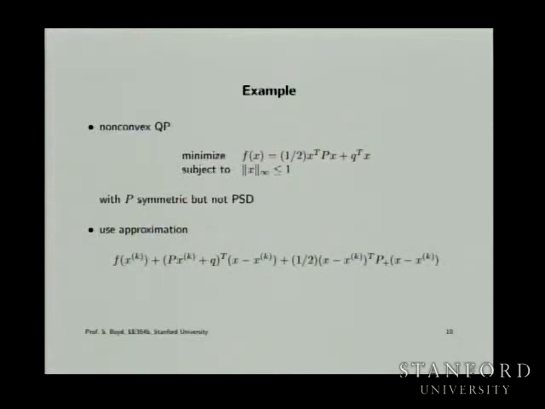Now here P is symmetric but not positive semi-definite. By the way, if P is positive semi-definite, this is a convex problem and it's completely trivial and you get the global solution. So it's only interesting if P has a couple of negative eigenvalues, or actually one will do the trick. So we're going to use the following approximation. This is the Taylor expansion, but we truncate it: we remove the negative part of P, because that would contribute a negative curvature component.